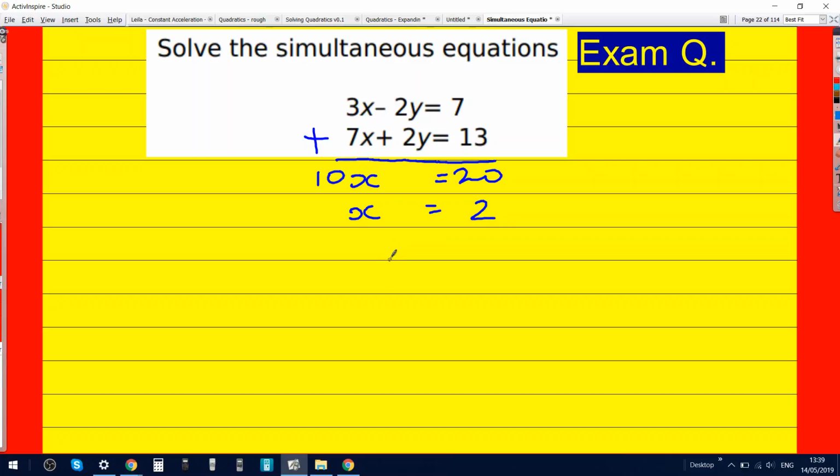Now we have to substitute the 2 into the top one. I recommend you sub it into the one that doesn't have any minuses. Doesn't have minuses, so the bottom one. So 7 times 2 is 14. So it's 14 plus 2y equals 13.